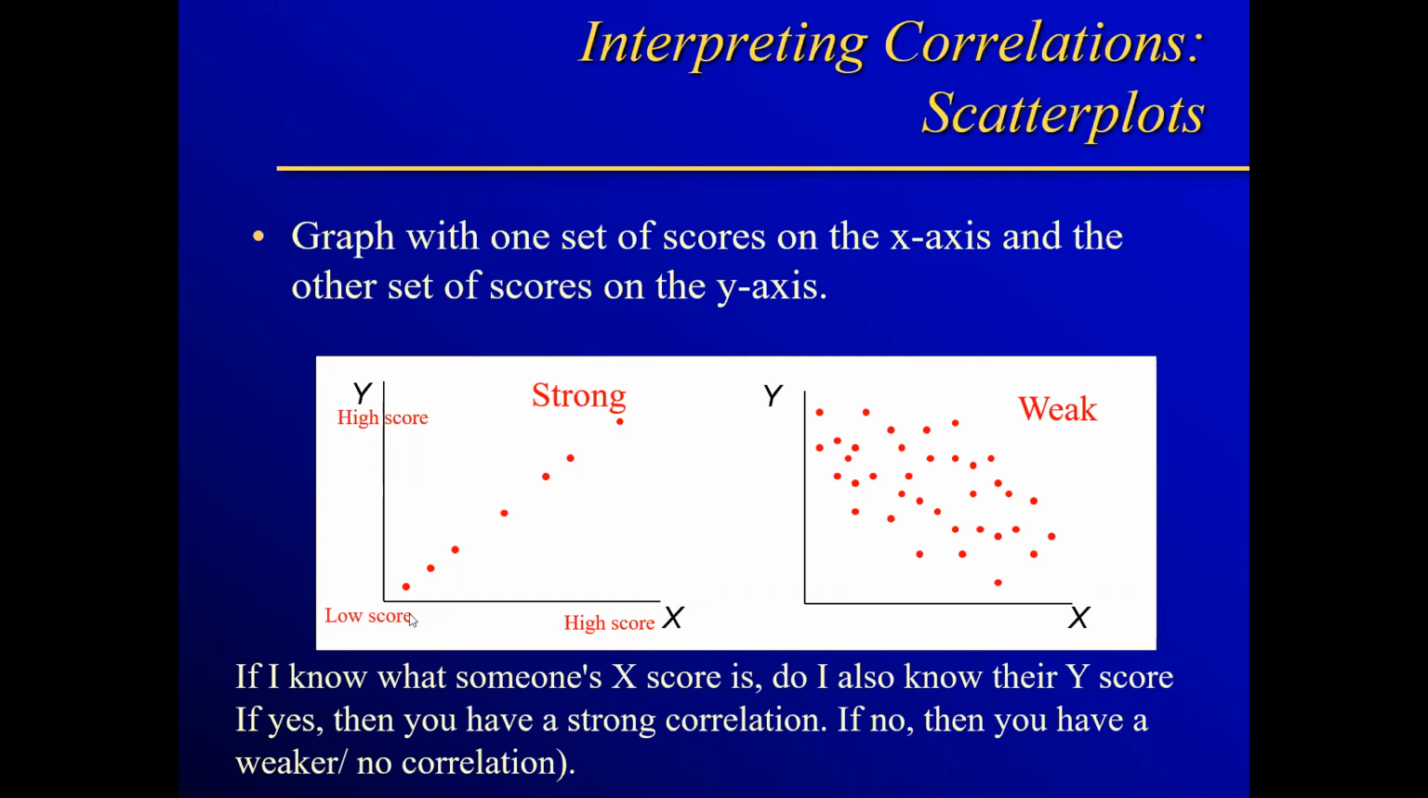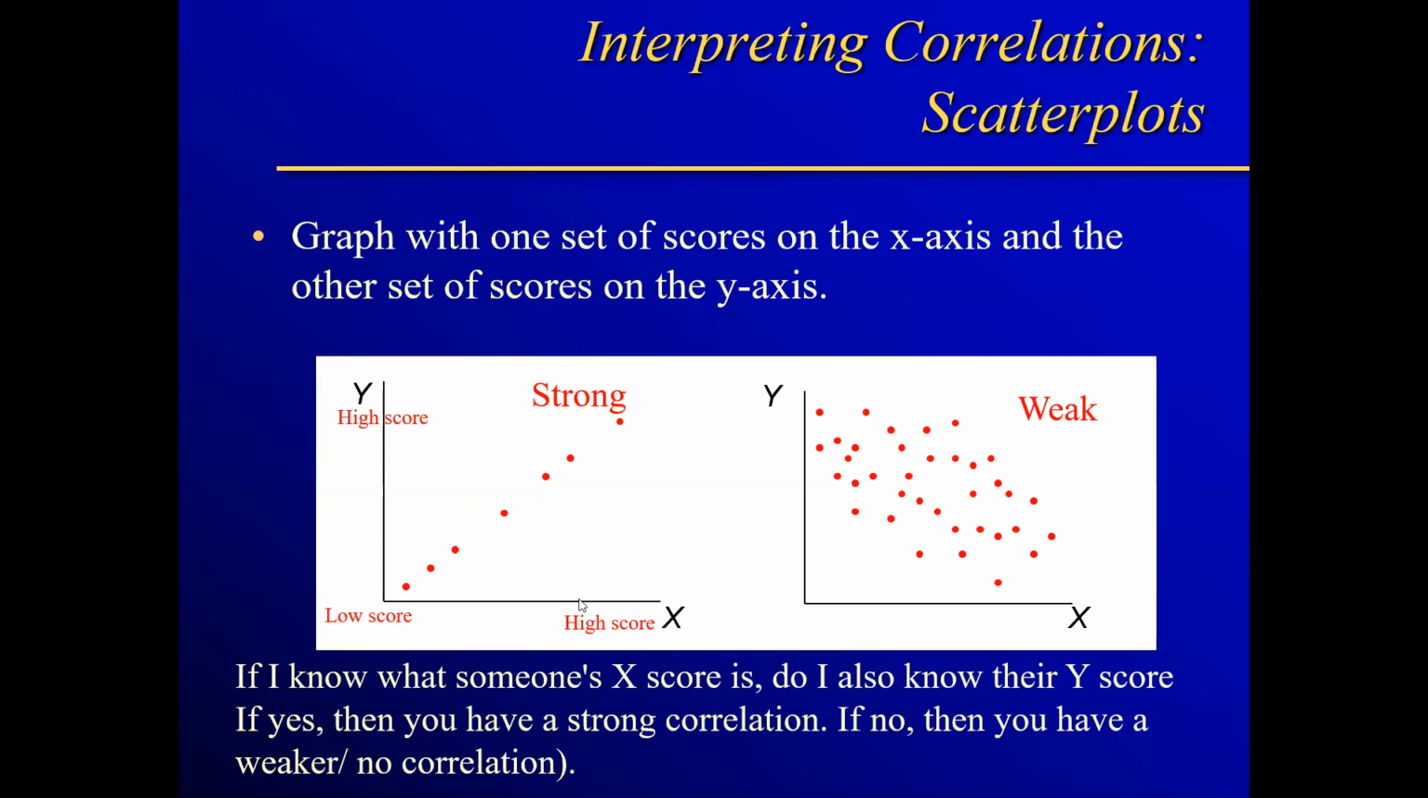So let's pretend your x-axis is social media addiction, and the y-axis is depression. The x-axis down here is social media addiction, whatever your first variable is, and it goes from low to high. So low social media addiction, high social media addiction. Then depression, whatever your other variable is, low score, high score, right? It's a basic graph.